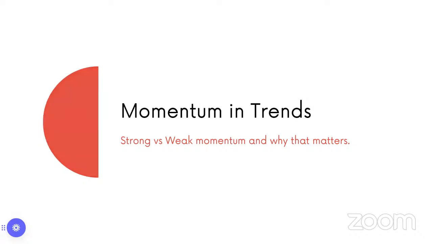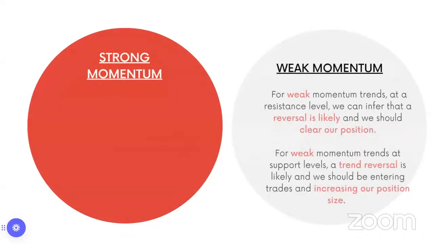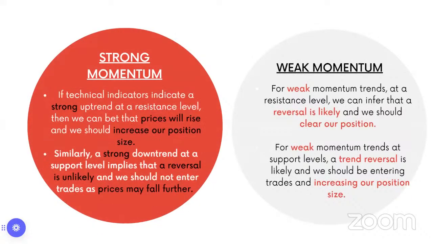And the reason why that matters is here. In the case of a strong uptrend at a resistance level, we can confidently say that the reversal might not happen over there. So maybe we should hold on to our securities a little longer and profit from the trend. But if there is a weak trend at a resistance level, we can preemptively say that there might be a reversal, and it's better to cash in at the resistance level itself.